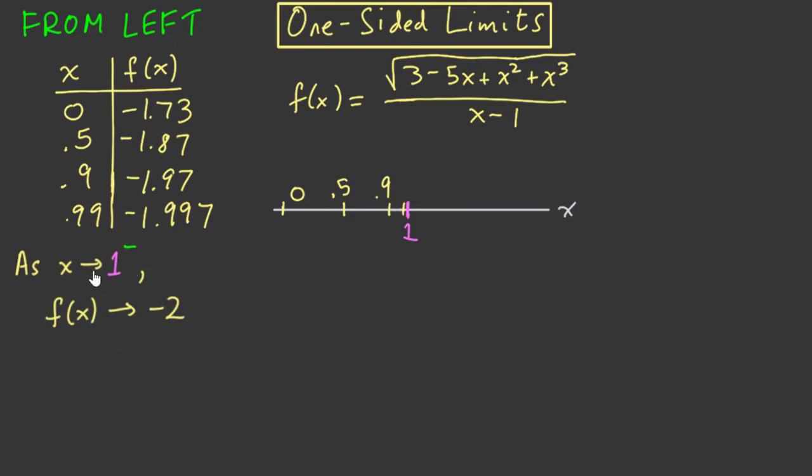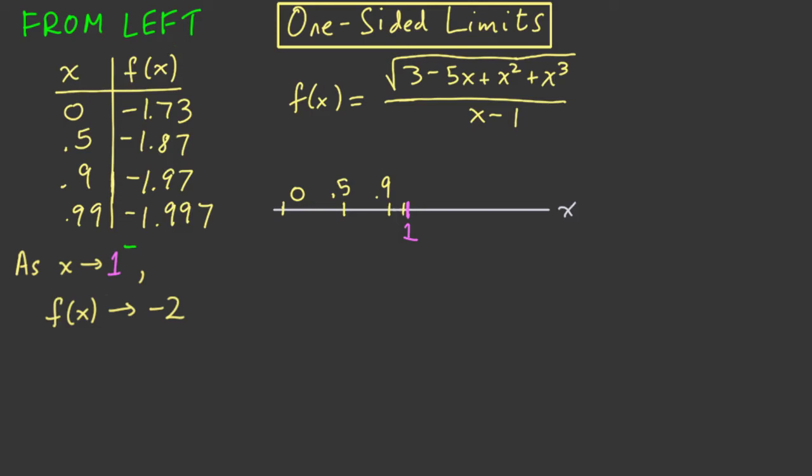So remember, these arrows mean approaching, and this minus sign up here signifies that we're coming at 1 from the left, or from the negative direction. This is not the same as -1. X is actually approaching +1. It's just that x is coming from the negative direction. Okay? And as it does that, f of x is approaching -2.